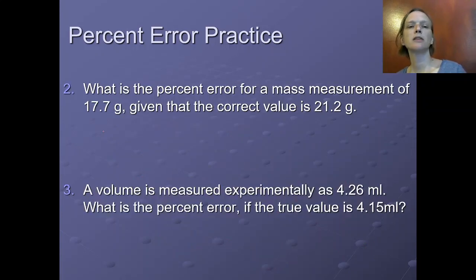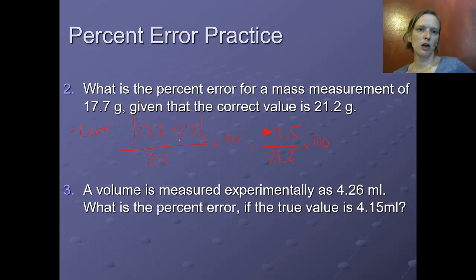Okay, let's look at this one now. The percent error is 17.7 minus 21.2 divided by 21.2 times 100. Now, when I do the subtraction up top, I actually get negative 3.5 according to my calculator, but because of that absolute value symbol, we ignore the negative sign. So I'm just going to scribble that up for now. And I'm going to divide by 21.2 and multiply times 100.